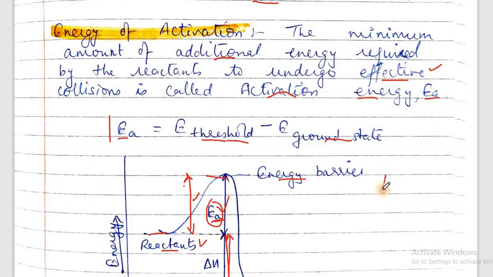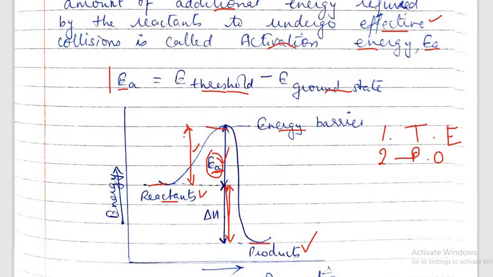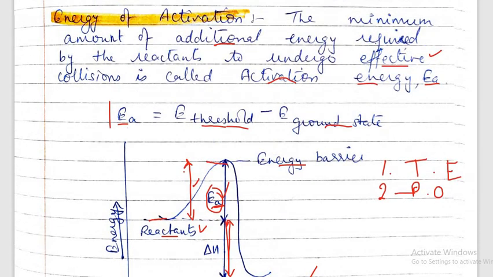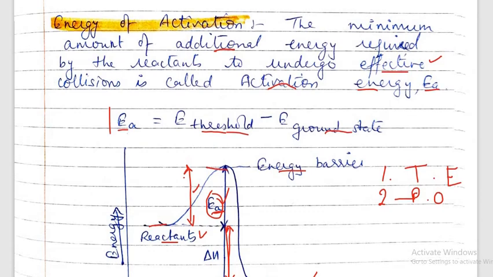So for an effective collision, or a collision to give products, the reactant must have threshold energy first. So for effective collisions, one, the molecules must have threshold energy, and second, the molecules must have proper orientation. So these two conditions are required for effective collisions, and we will be discussing this in the next chapters. So this is the basic requirement of a reaction to give products.